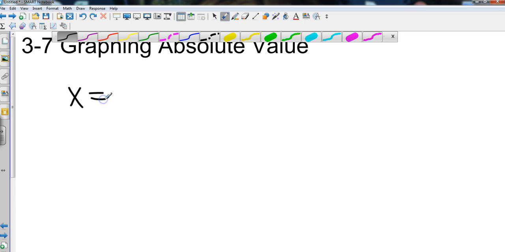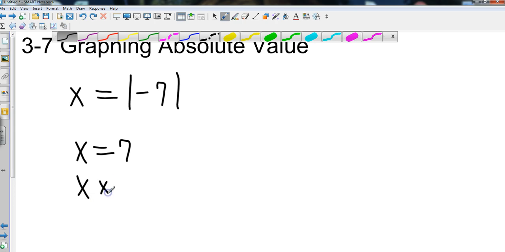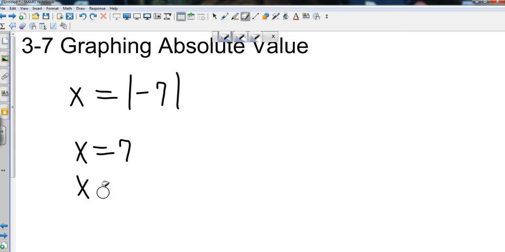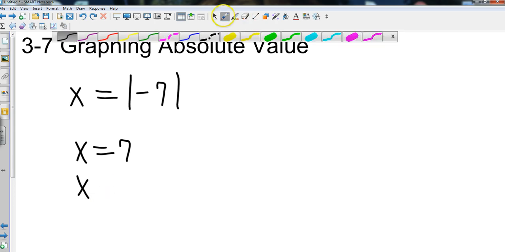If x equals the absolute value of -7, then x equals 7 and x equals -7. So it's going to go two different directions. So absolute values are actually going to look like V's because they won't be as continuous as lines are.